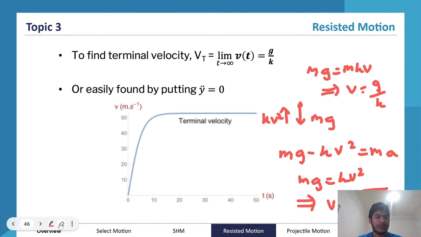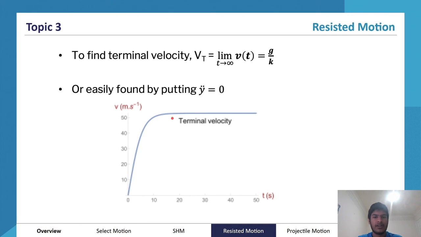And if you were to graph it, you should see something like this. It approaches that value, that's our terminal velocity. Okay, so it looks like about 50 in this case.